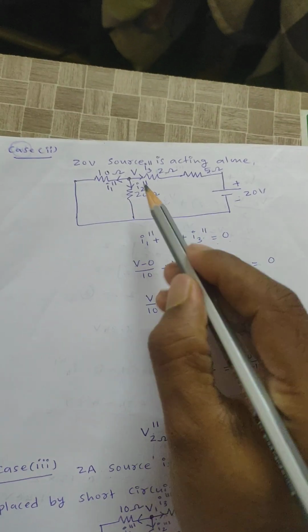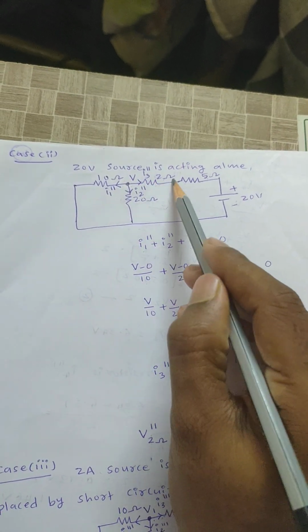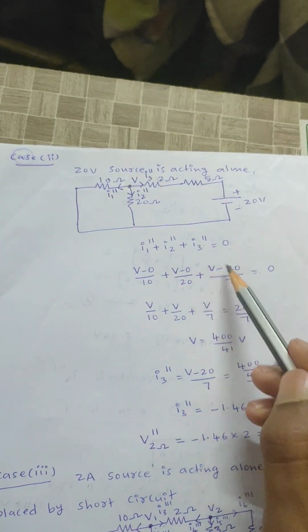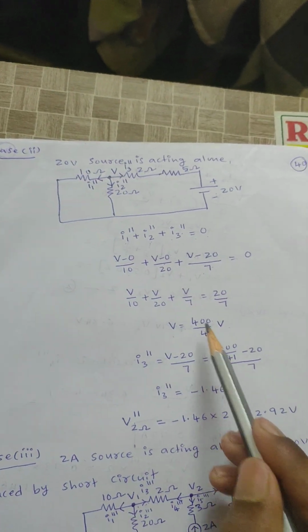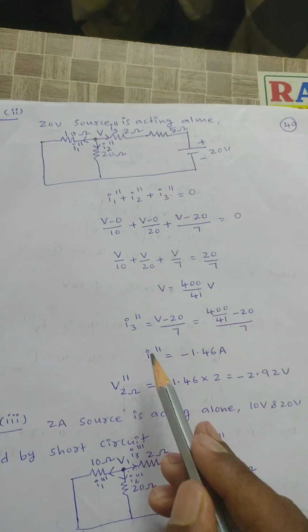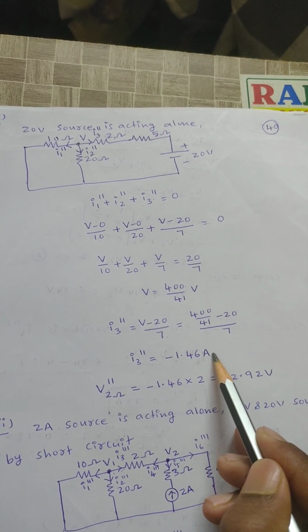After that, here I need to calculate I3. I need to first calculate the current flowing through the 2 ohm, right? That is nothing but I3 double dash. I3 double dash is nothing but (V minus 20) by 7. The V value is 400 by 41, minus 20, by 7. I will get the I3 double dash value as minus 1.46 amperes.